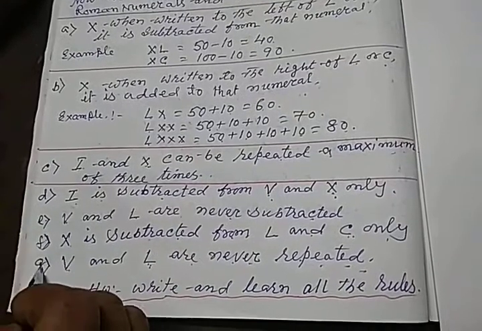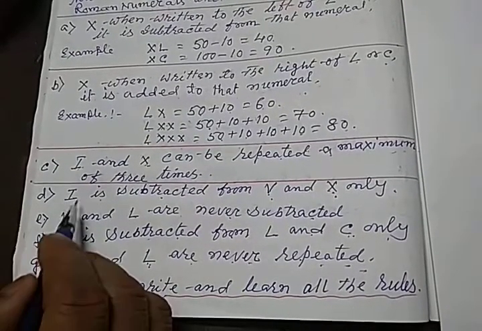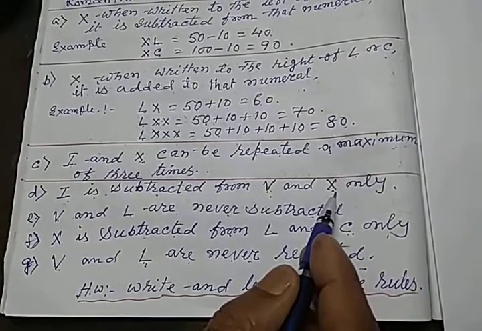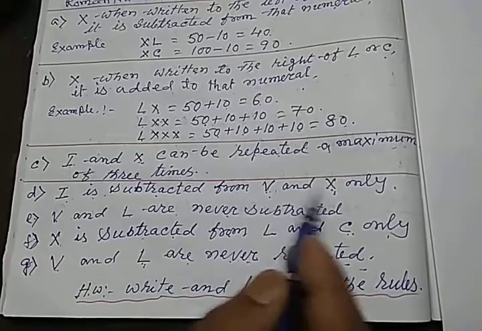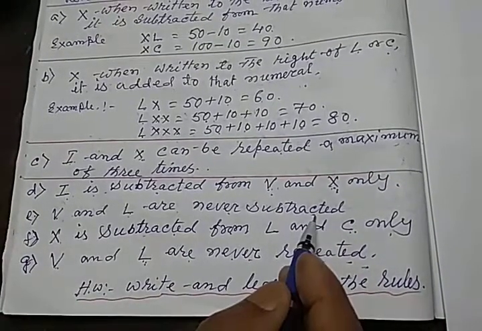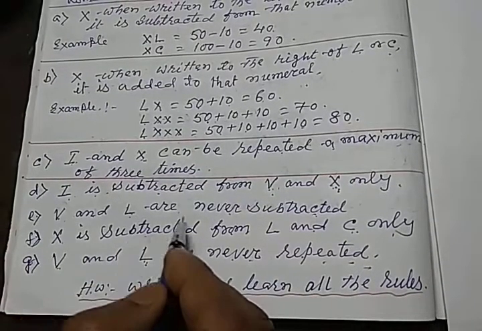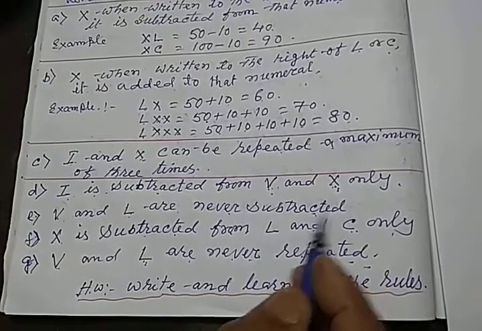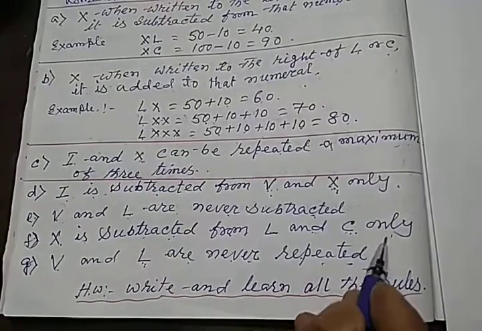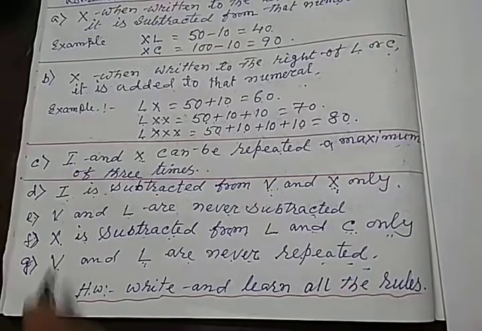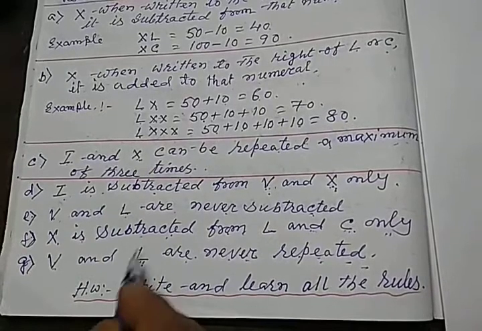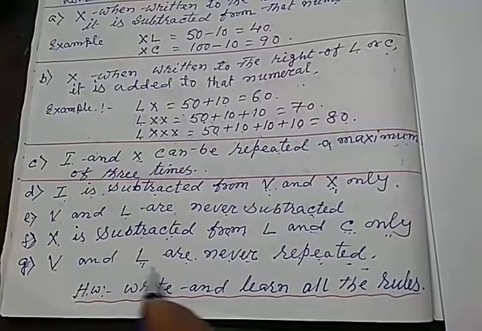D, E, F, G. Again I will explain. I is subtracted from V and X only. That means I can be subtracted only from V and X. V and L are never subtracted. V and L cannot be subtracted from any numerals. Again, rule F: X is subtracted from L and C only. And finally, V and L are never repeated. That means V and L, we cannot repeat these two numerals.